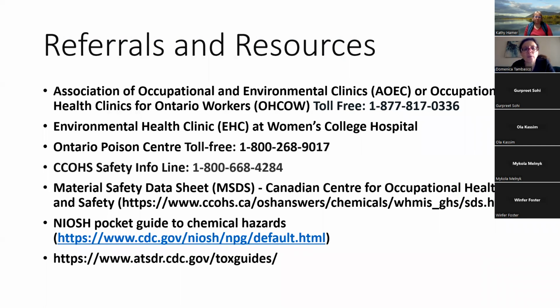Now, there's also the Association of Occupational Environmental Clinics in Ontario for workers. For any acute exposures where you want to find out how this is affecting your patient, you can call the Ontario Poison Center. If it's work related, there's the CCOHS Safety Info Line. If you don't have them available at your work easily, you can find out more about the MSDS sheets at this website.